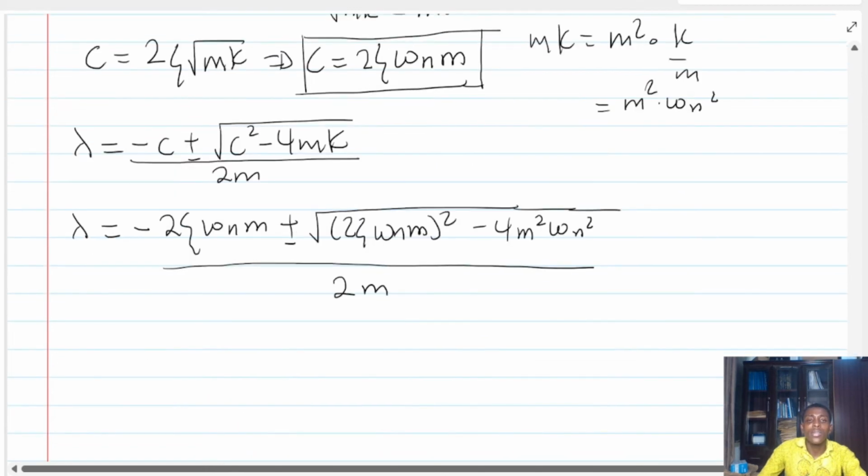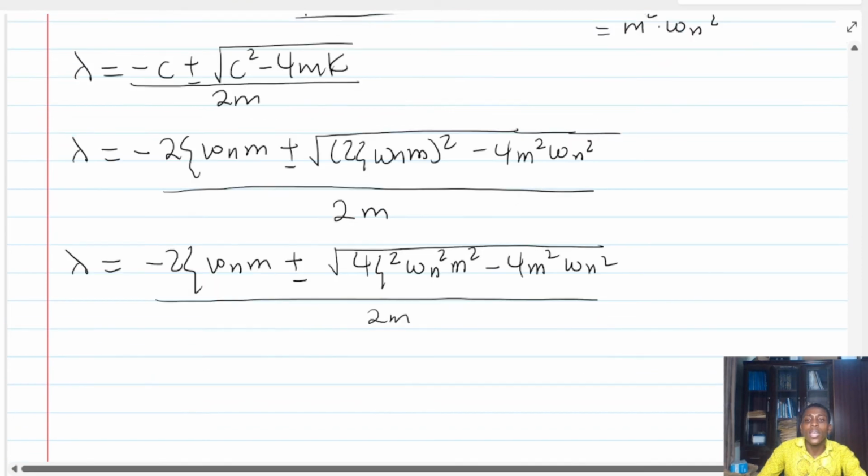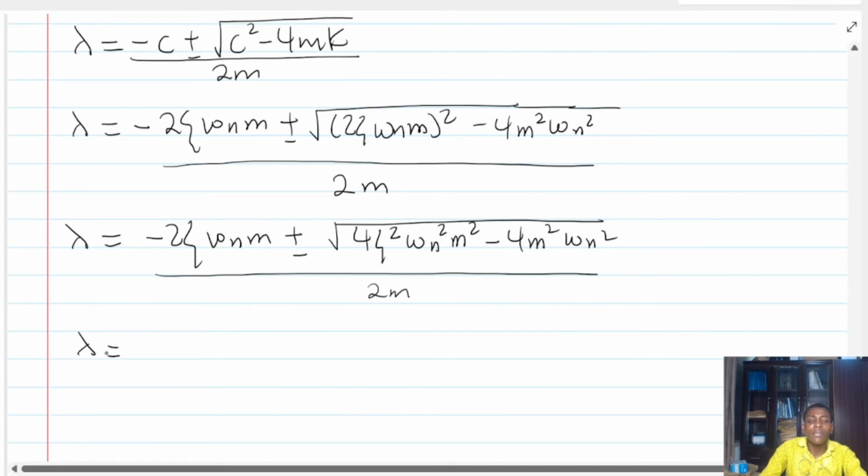All right. So over here, what I will do is that I have minus 2 zeta omega n times m plus or minus, and then I'll square this. I'll get 4 zeta squared omega n squared m squared minus 4 m squared omega n squared. And I will divide everything here by what? 2m. Okay.